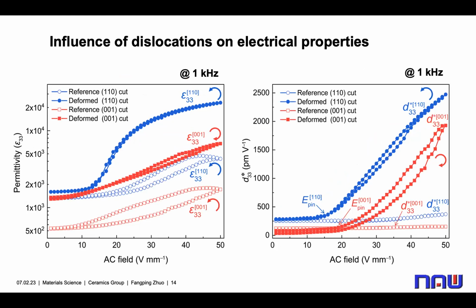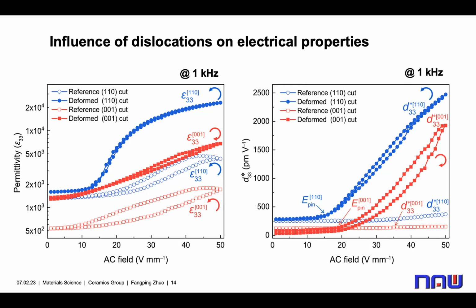We also simultaneously measured the permittivity and the dissipation as a function of the AC fields. So here, for the 110 cut deformed sample, we can even get high dissipation values, and we can also get much higher permittivity. It's also very interesting that when we look at the properties during the increasing and the decreasing AC field process, for the 110 cut, both properties go anti-clockwise, whereas for the 001 cut deformed sample, the properties go clockwise, indicating the clear anisotropy, and also it's a sign of the dislocation-induced different stability.